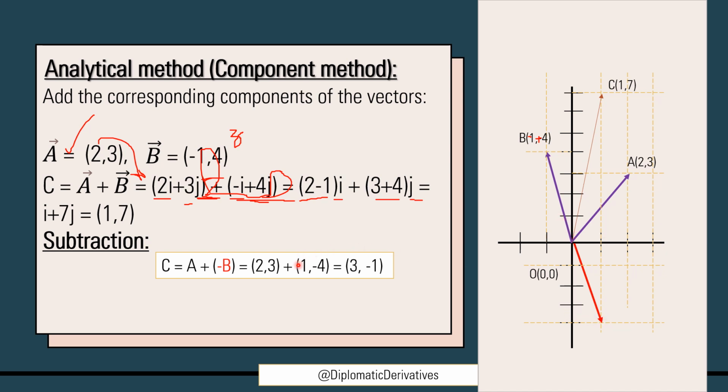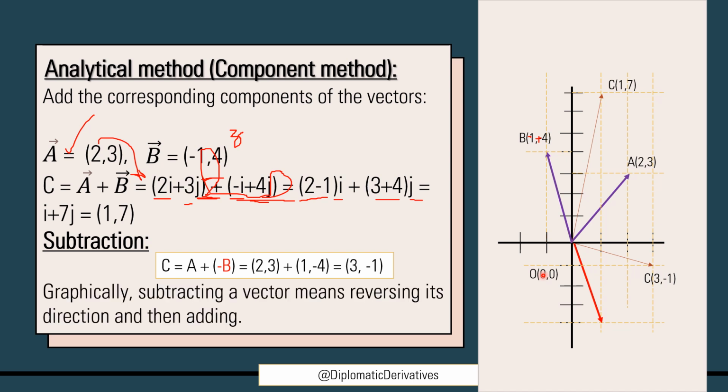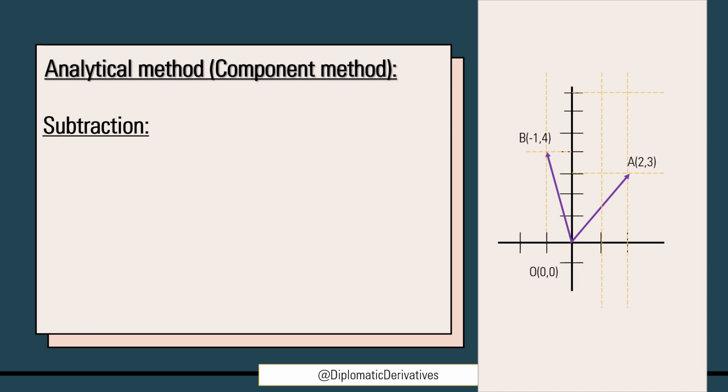So what will you do? Perform the same operation, just changing the direction. A, which is 2 3, plus minus B, which is now 1 and minus 4. Add them: 2 plus 1 is 3, and 3 minus 4 becomes minus 1. So that's your subtracted vector. This is how you perform vector subtraction. Not just this way, basically graphically, subtracting a vector means reversing its direction and then adding. Simple.